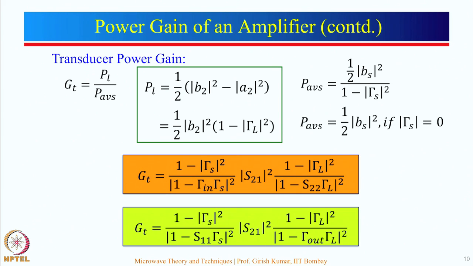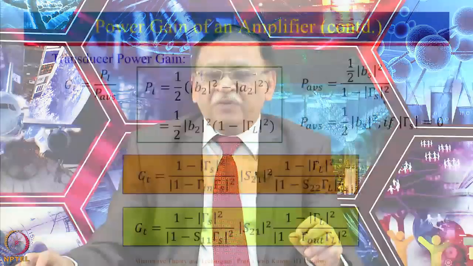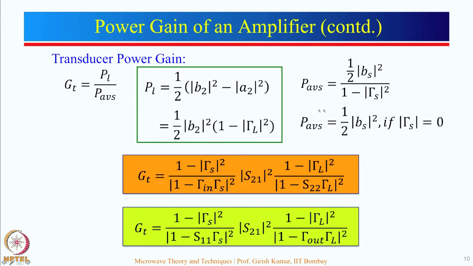Well, you can think differently. If everything is reflected back, then we can conceptually say, well, infinite power is available, even though actually speaking it is not available, you are not supplying anything. So, in general, we always try that gamma S should be designed properly, so that power available from the source can be maximized. Now, let us look at the expression for GT.